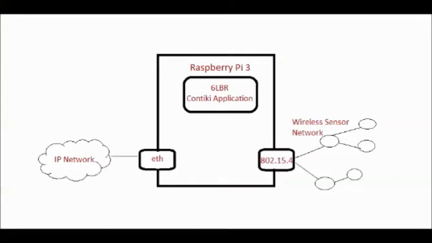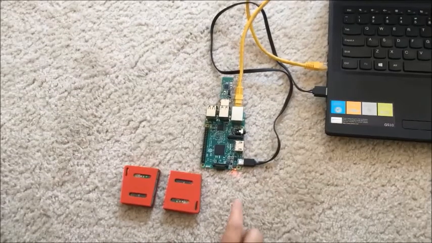The third module is the edge router. We are using Raspberry Pi as an edge router. In order to configure this as an edge router, we are using an open source application called 6LPR. 6LPR basically stands for 6LoWPAN border router. As shown in the diagram, it is used to interface the wireless sensor network running on 802.15.4 to the IP network via Ethernet.